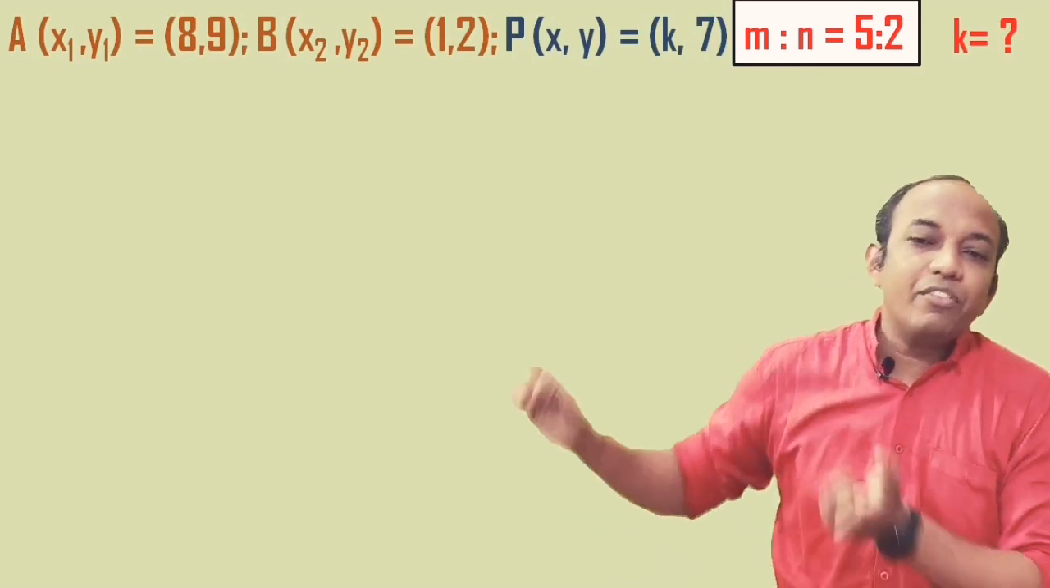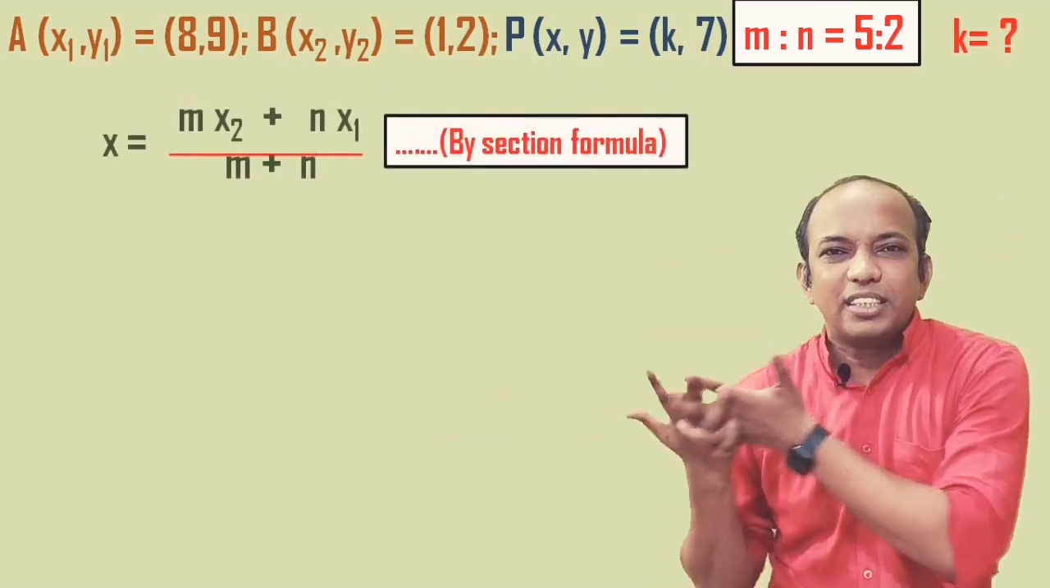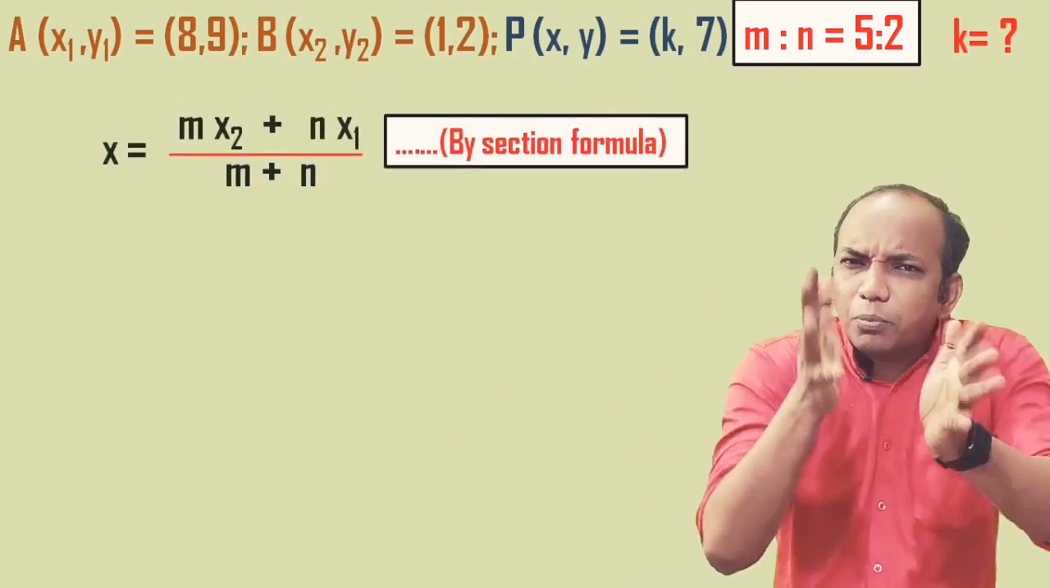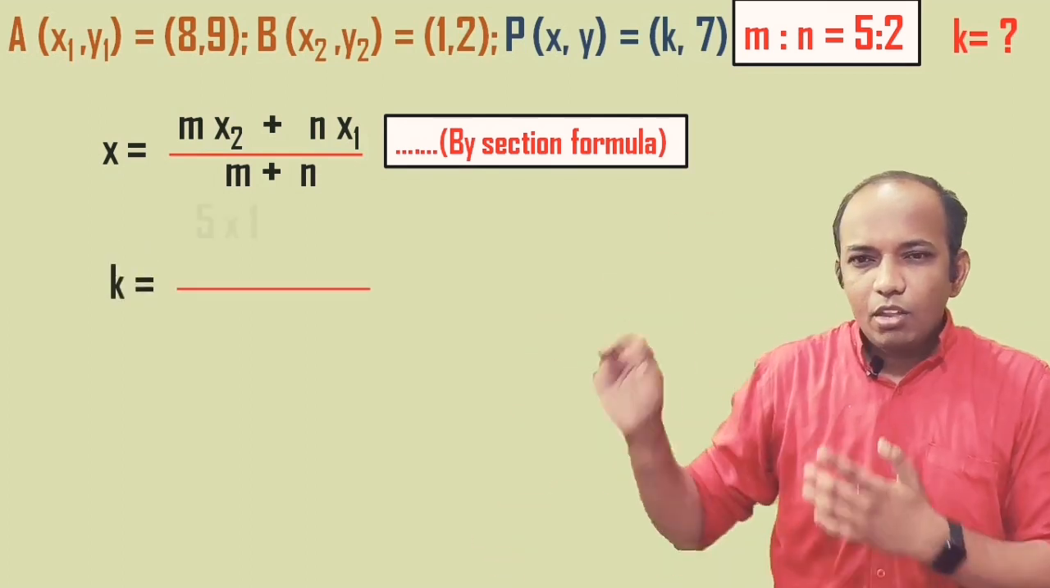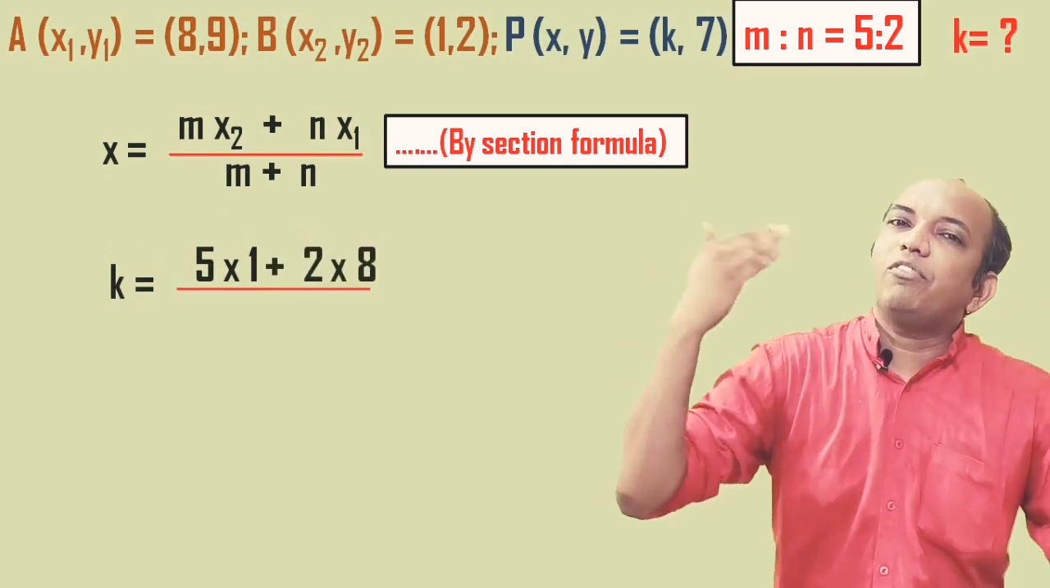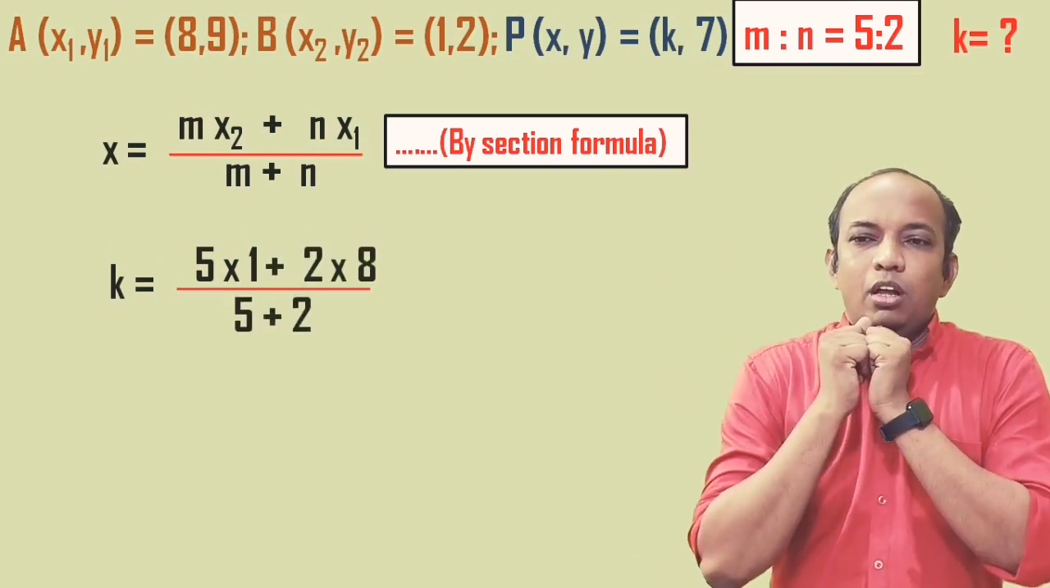So again, by section formula, we have x equals to mx2 plus nx1 the whole upon m plus n. Substitute the values. What do we get? We get k equals 5 into 1 plus 2 into 8 the whole upon 5 plus 2.